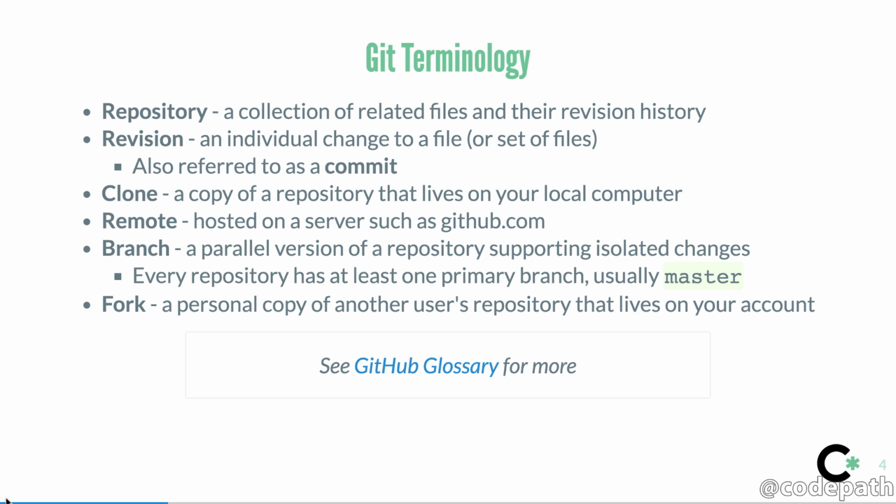A fork is actually a personal copy of another user's repository that lives on your GitHub account. A fork is really something that only exists in GitHub. It's not part of core Git, but it's a really useful way of taking someone else's code, making your own changes to it, and maintaining your own separate version of it. There's a GitHub glossary that we have linked here that goes over more terms, and as you use Git, you'll understand more about what each of these words mean.